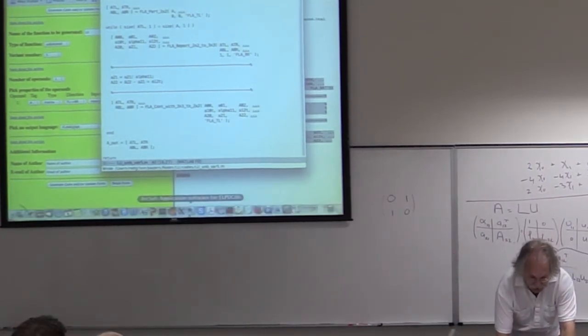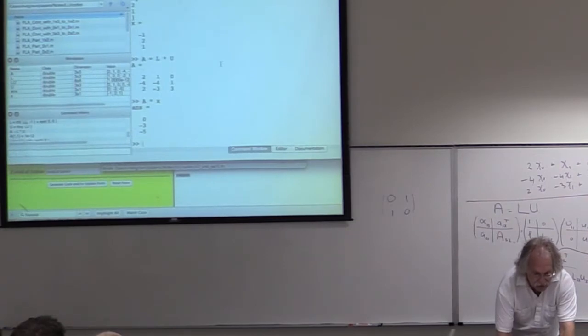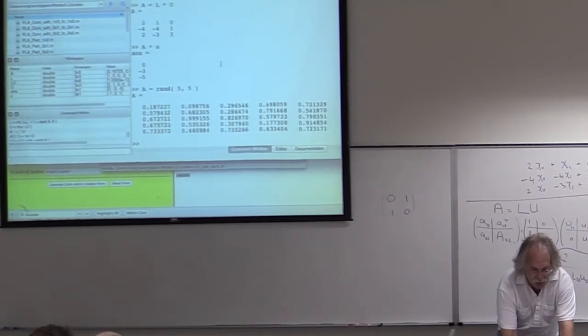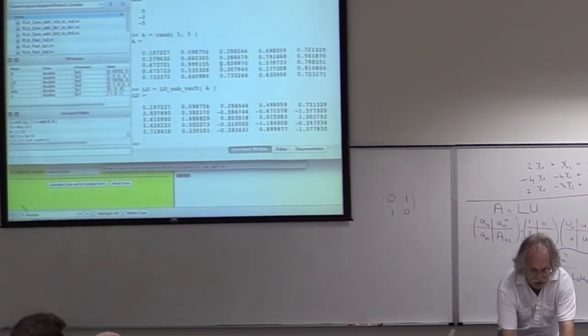Should we see if we get the right answer? We can take A, we can create a random matrix that's 5 by 5, and we can then say let LU be, I called this LU unblocked variant 5 of A, and then we can extract L by saying take the lower triangular part of A, or the strictly lower triangular part, and add an identity to the diagonal.